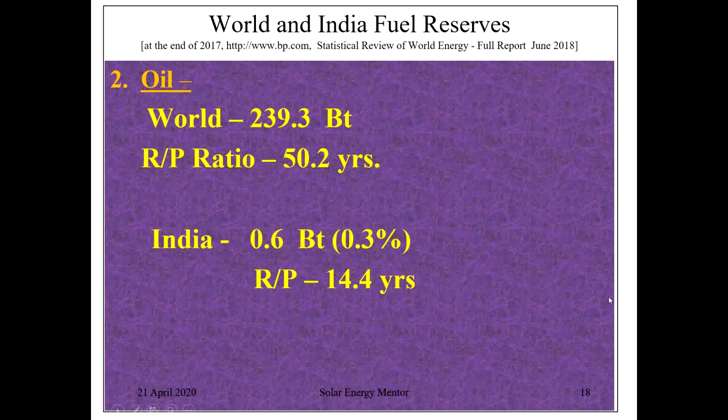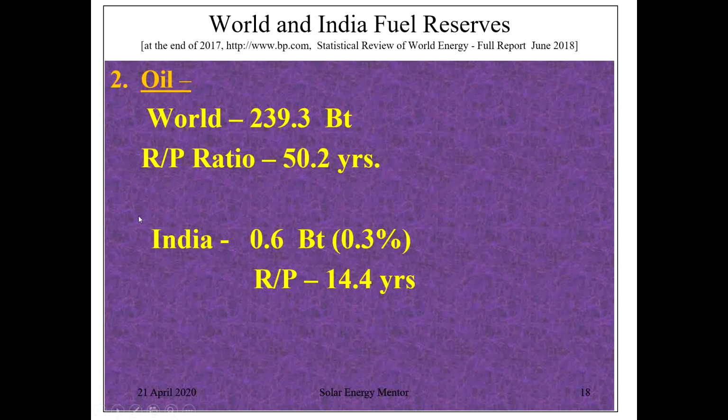Oil reserves at the world level. So at the world level, the oil reserves amount to 239.3 billion tons. The R by P ratio, reserves to production ratio of oil, at the 2018 level is 50.2 years. So you can see crude oil is going to last another 50 years or another 51 years.